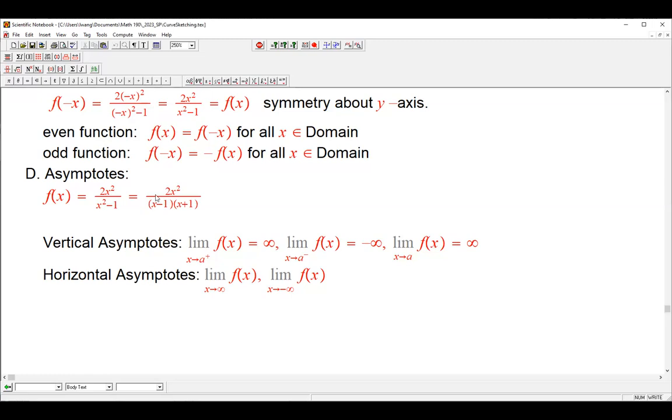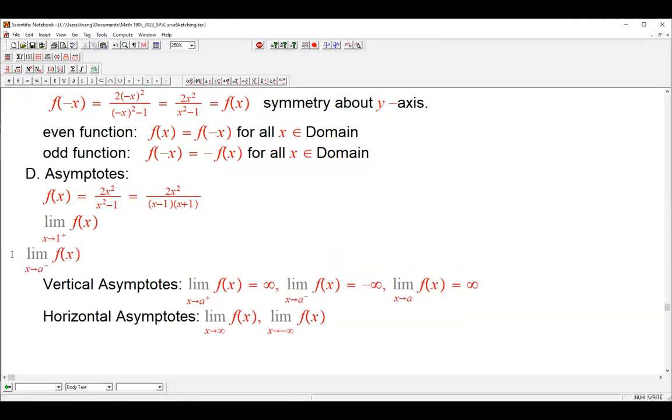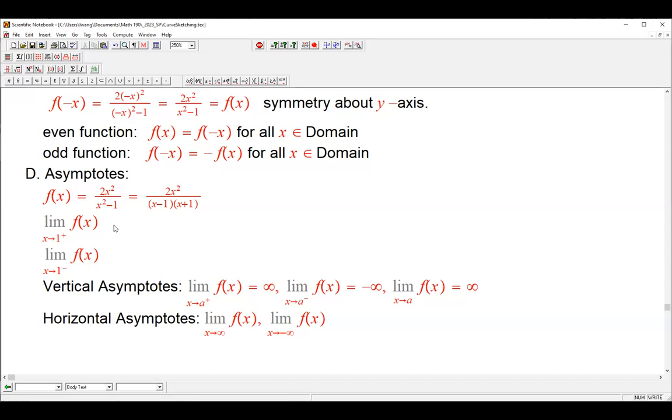As you can see, the numerator is always positive. Depending on the side from which we approach, we're going to observe some limits. Because 1 is not in the domain, let's look at the neighborhood of 1. So we're going to observe these two limits, for positive 1, from the left and from the right.